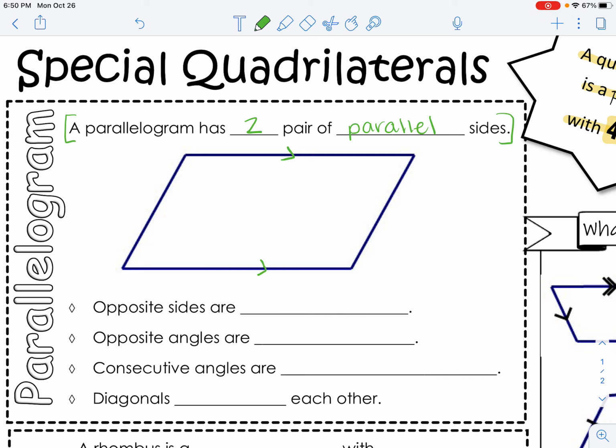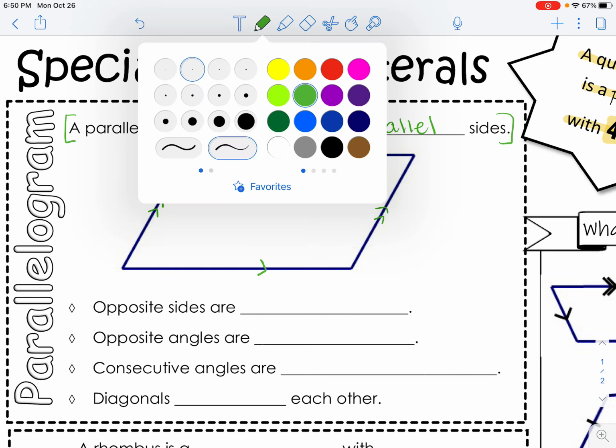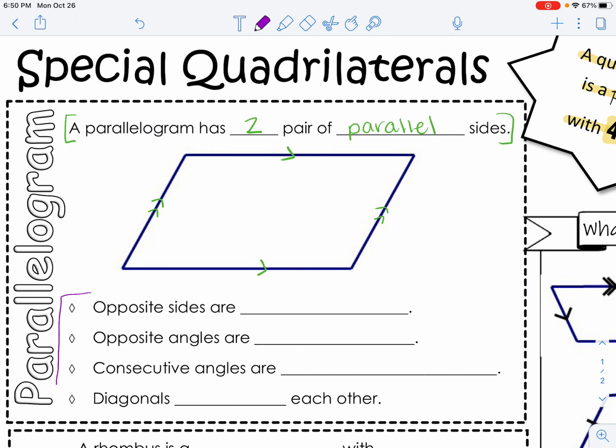And so remember, to show parallel sides, we show an equal number of arrows on the lines that are parallel. So like those 2 sides are parallel. And then these other 2, I'll do 2 arrows to show that they are parallel to each other. Now, once you know it's a parallelogram, there are properties that we know about parallelograms, and that's everything down here.